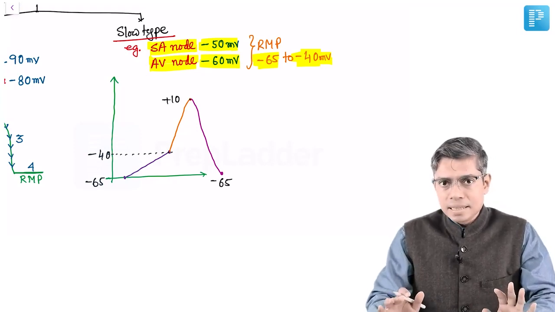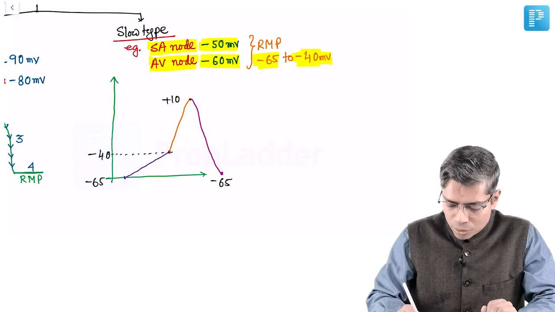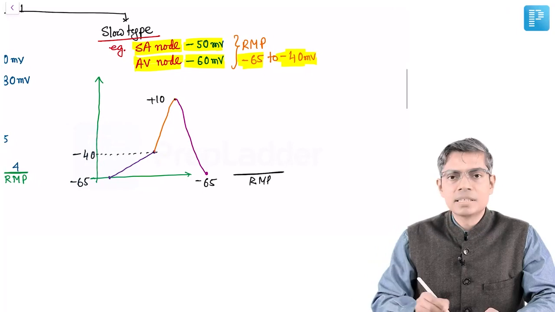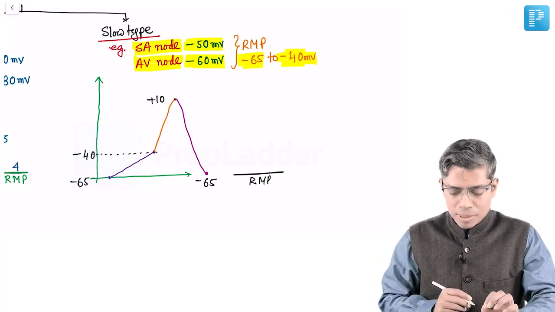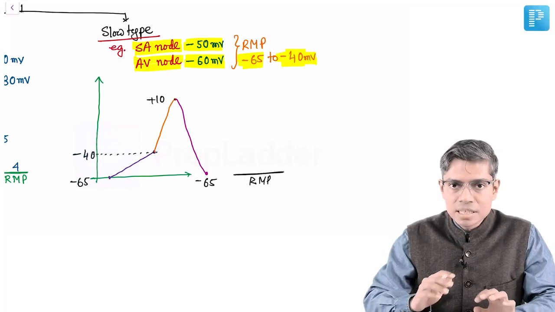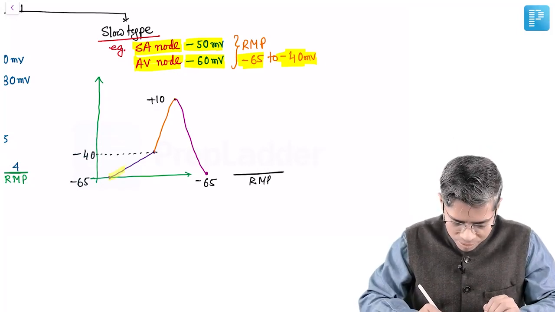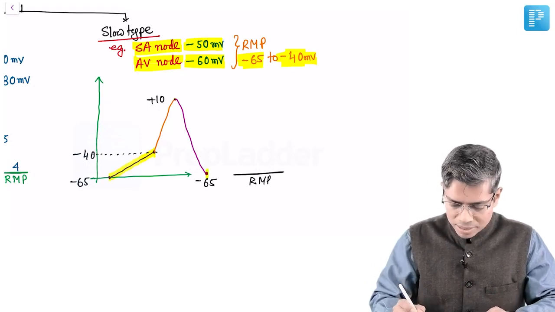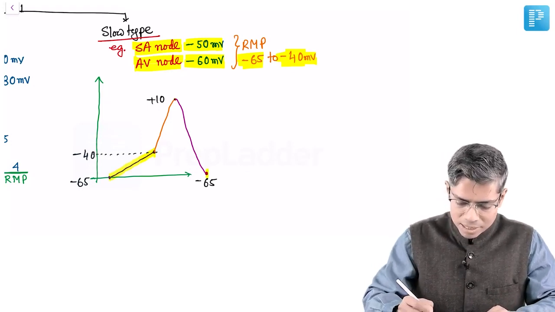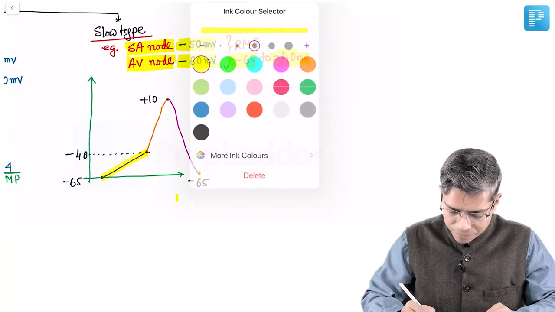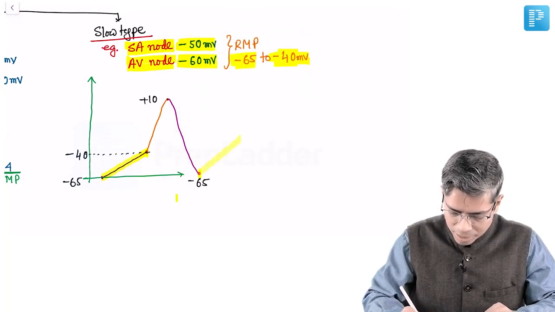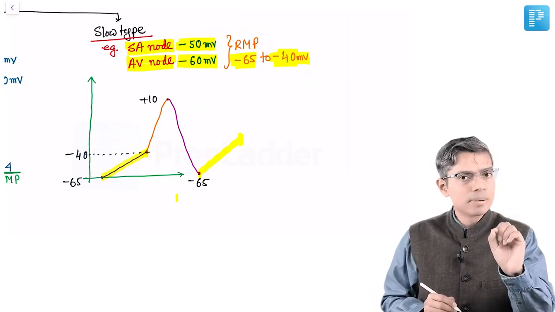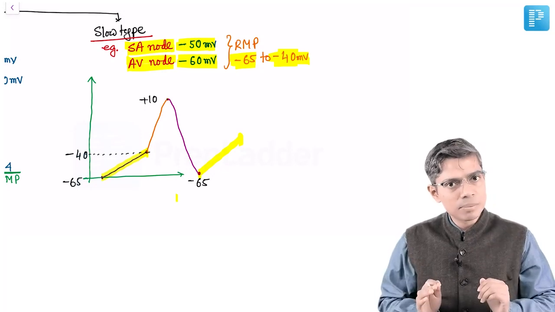So I can easily find out here that there is no straight line, no flat portion, no resting membrane voltage like that of the fast type action potential. Rather, here the resting membrane voltage is not stable, it is fluctuating from minus 65 to minus 40, again returning back to minus 65, and whenever it returns to minus 65, again it will rise up to minus 40 millivolt like this, right?